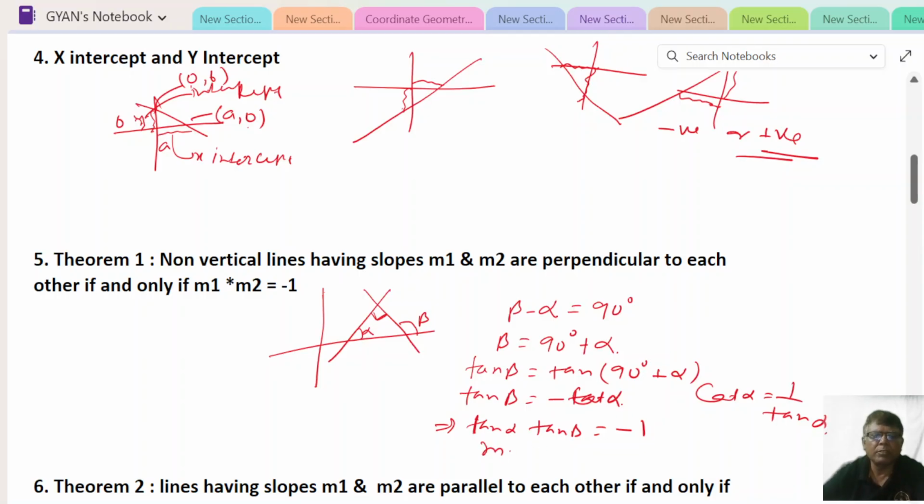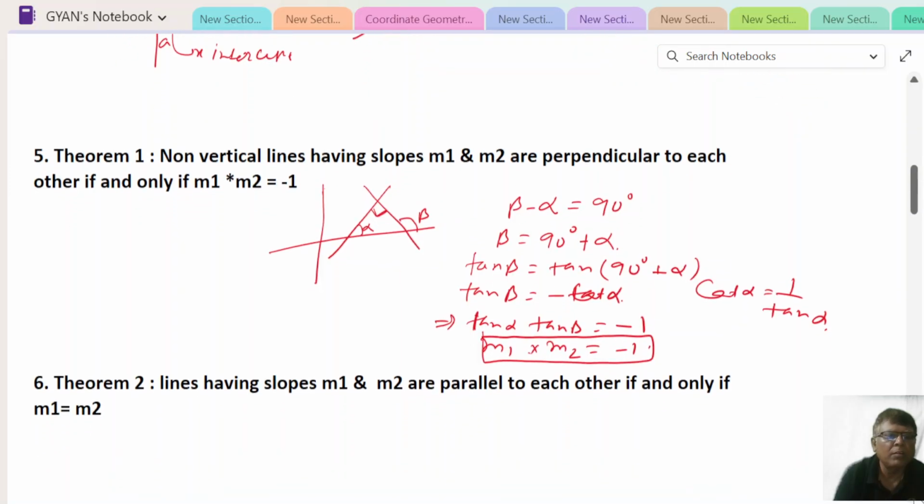So this is M1, this is nothing but M2. So it's proved. So if two lines are perpendicular to each other, then the multiplication of their slopes will be equal to -1. Now come to theorem number 2.